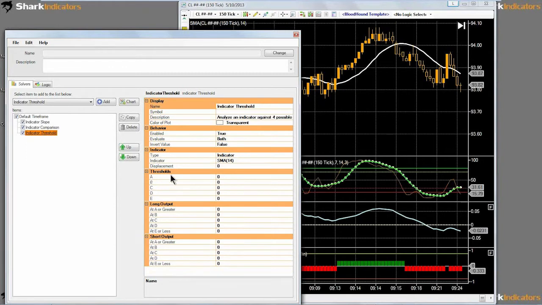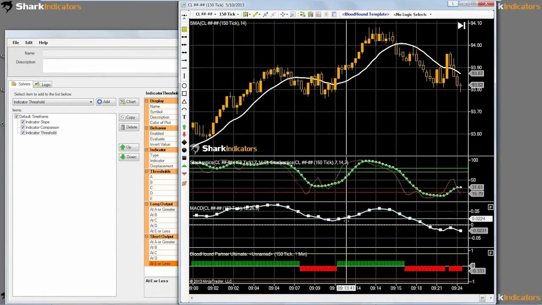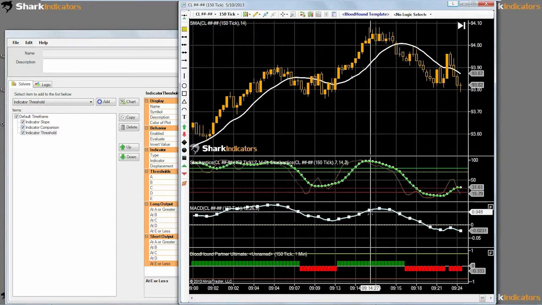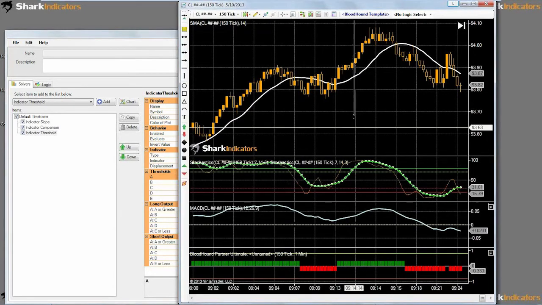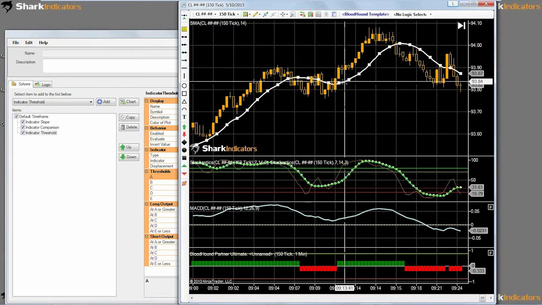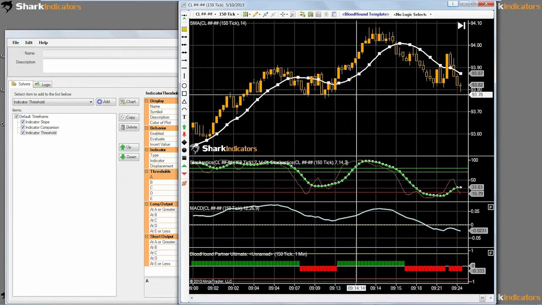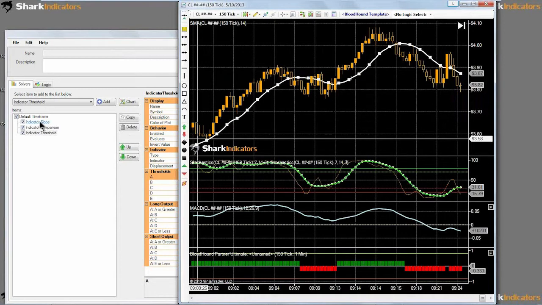Another example is the threshold. You can see we have thresholds A through E, and on the output sections you have outputs A through E. So when you're measuring your indicator's location in relationship to a threshold, that could be like the 0, or if you're measuring your indicator in relationship to price, you can control the output based on that. So that's what I want to cover today.